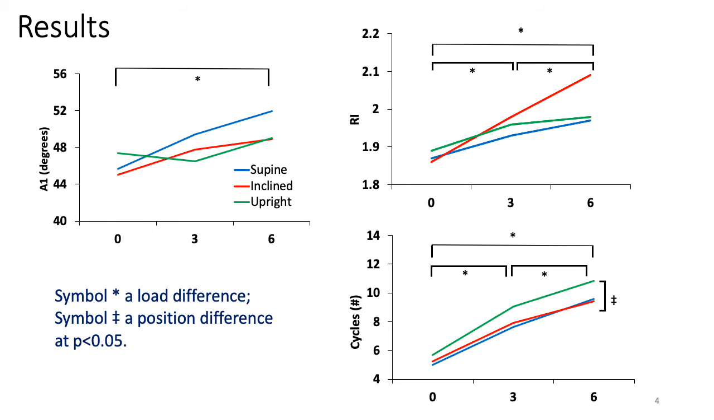Number of cycles, the relaxation index, and maximal flexion during the first flexion excursion increased significantly with the increase in ankle load for both the 3% and the 6% ankle loads.